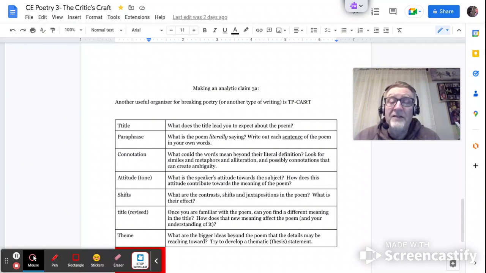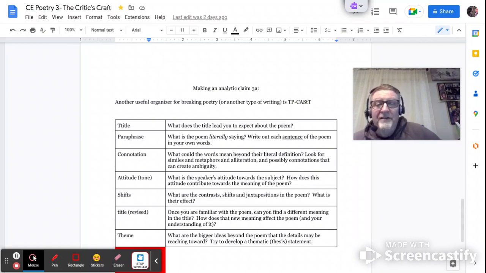P, paraphrase. TP, paraphrase. What literally is the poem saying? Write out each sentence of the poem in your own words. So if you're given a poem and you're given time to really analyze it, write out the poem. Sure, later on in the second semester, British literature, we're going to read the Rhyme of the Ancient Mariner, which is a very long poem. You won't have time to do that, but the parts that you're going to analyze, write down in your own words.